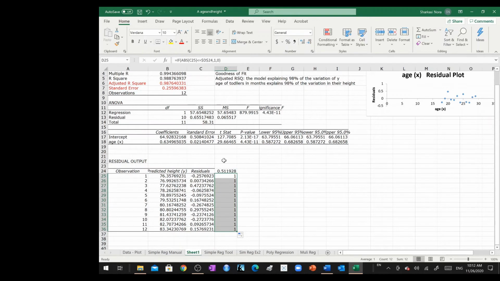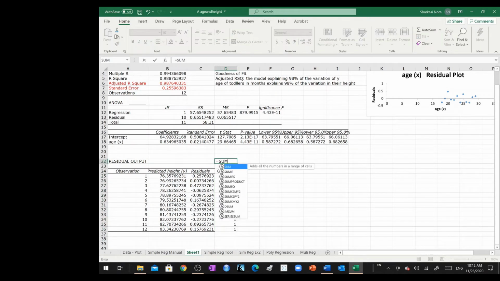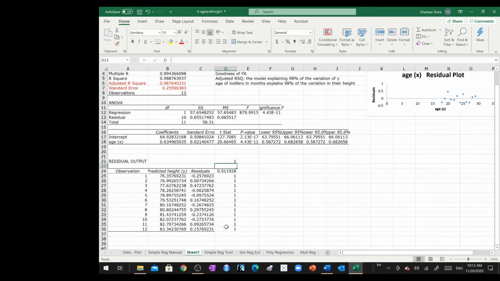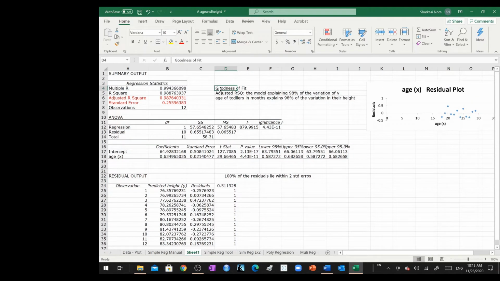Now it should be fine. And over here, you can just say sum of all this over the count of all this. It's very obvious now, it's 100% of the points, but this is just in general if you have a longer line, and put it in percentage so that you can, yeah, and then you say 100% of the residuals lie within two standard errors. How beautiful is that? So this is in fact for the goodness of fit.